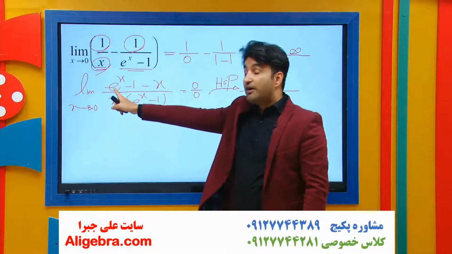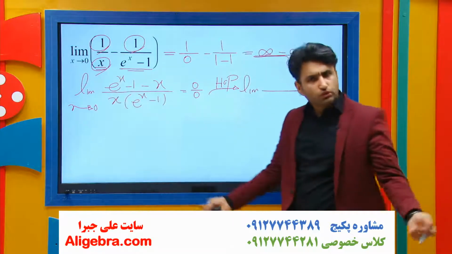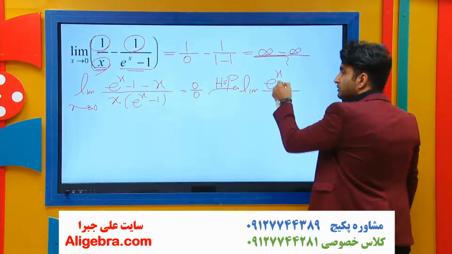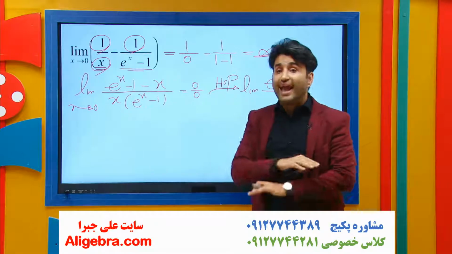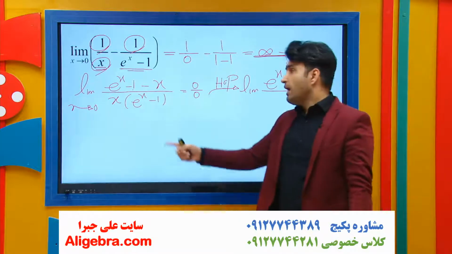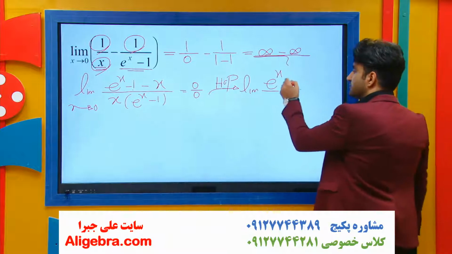The derivative of e to the x is e to the x. The derivative of minus 1 is 0. The derivative of any constant is 0. And the derivative of minus x is minus 1.